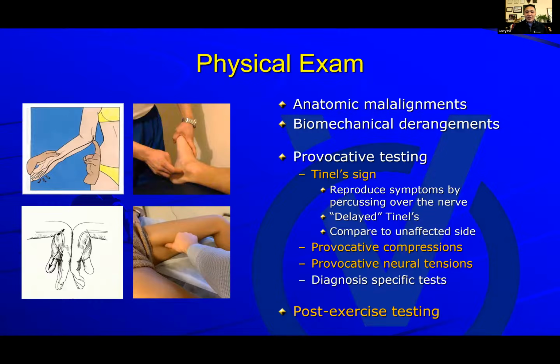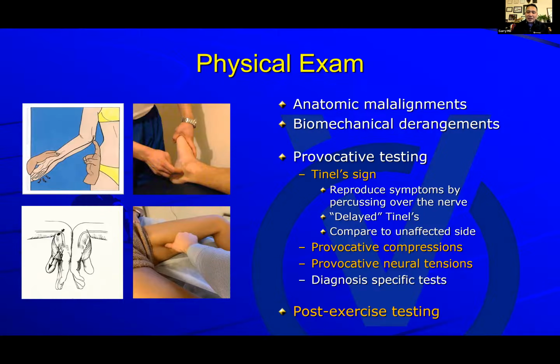You can also look at provocative compressions and neural tension. Of course, those neural tension signs are going to be specific for the particular nerve. And there are some pictures throughout tonight's talk that will demonstrate what some of those might look like.